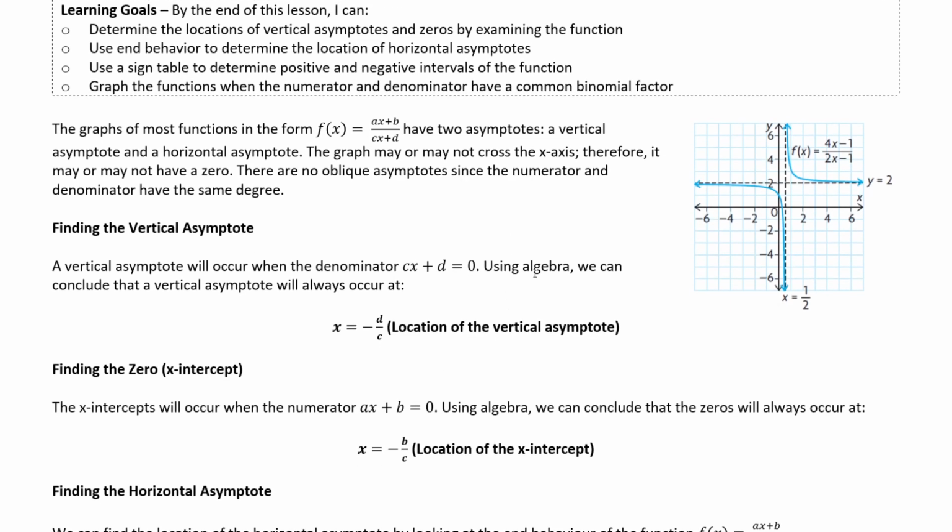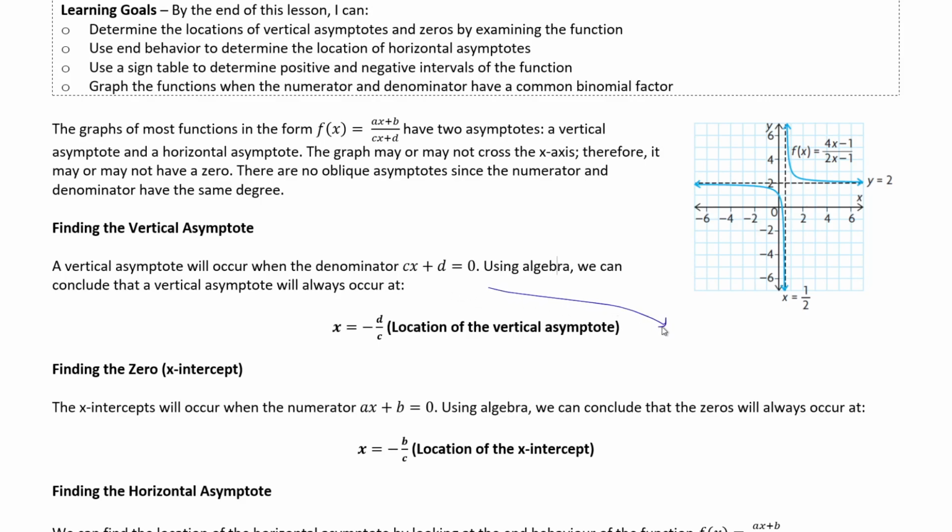So what we're going to do is start by looking at this form right here and thinking about vertical asymptotes. A vertical asymptote will occur when the denominator is 0, right? So cx plus d, the denominator here, is equal to 0. So when we want to find a vertical asymptote and we have the function in this form, we can just use algebra and rearrange this. We know that the denominator will equal 0 for the vertical asymptote. So then we'll just rearrange it. And if you want, I can show you how we're rearranging it right here.